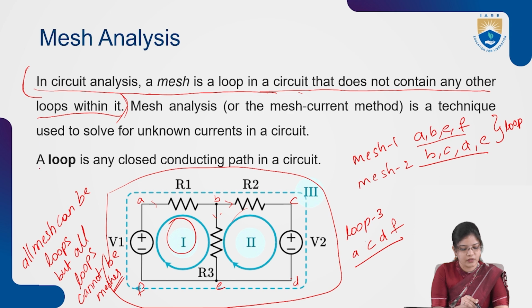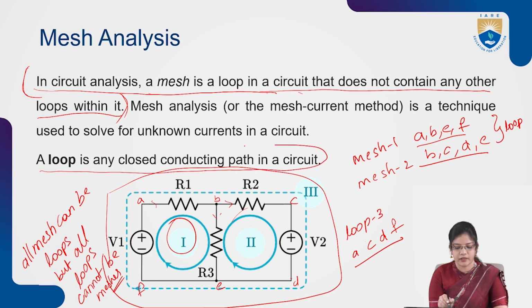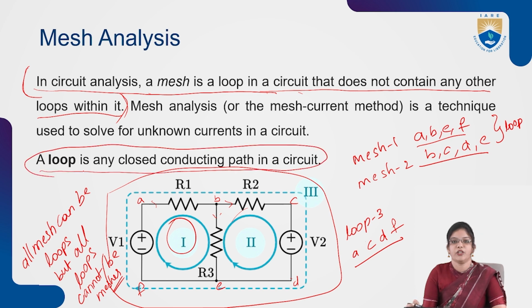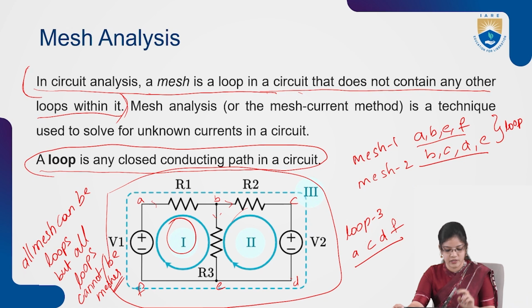Again, a loop is a closed conducting path in a circuit. The difference between loop and mesh is that a mesh can contain only a single loop and a loop can contain n number of meshes. So all meshes are loops, but all loops cannot be meshes. We have to remember this point.